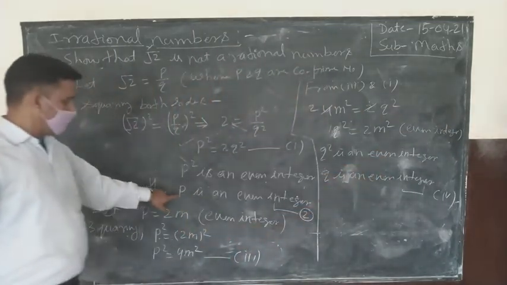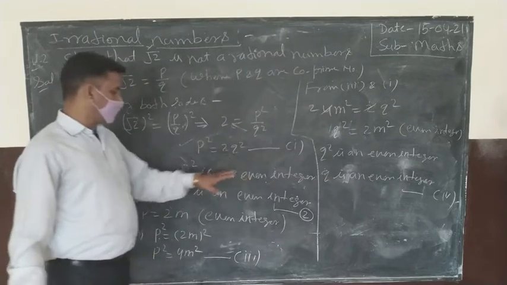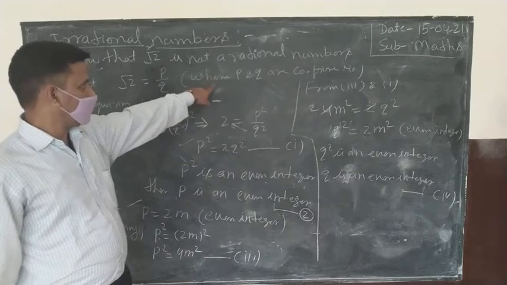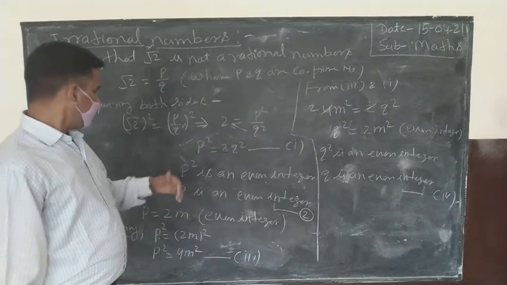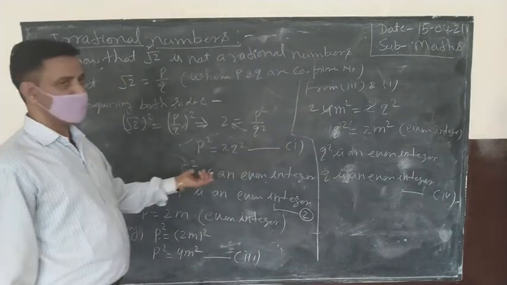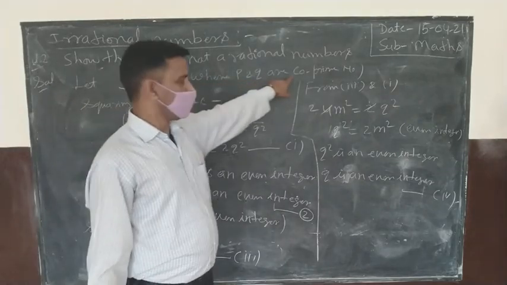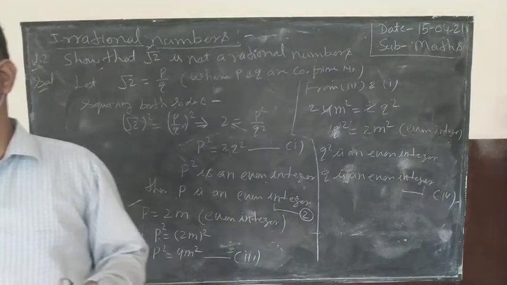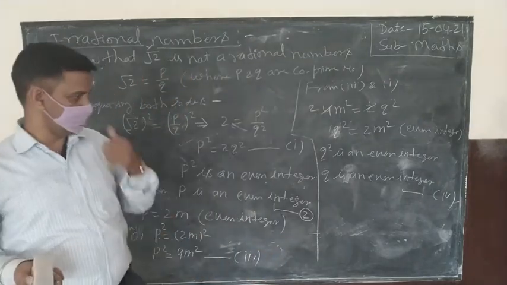Now look here. p is an even integer and q is an even integer. Both p and q are even integers. But you set up the value here that p and q are co-prime. Even integers means both have the common factor of 2. What is a co-prime number? Co-prime numbers are those numbers not having any common factor.